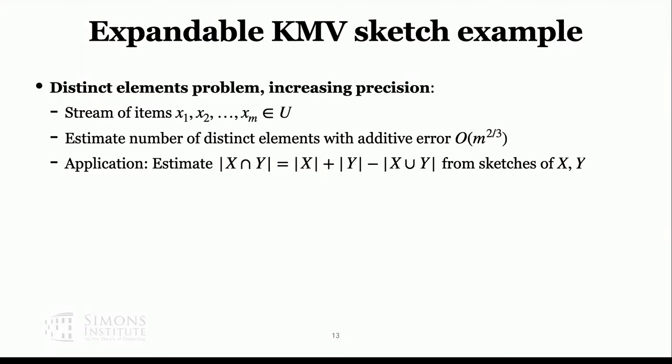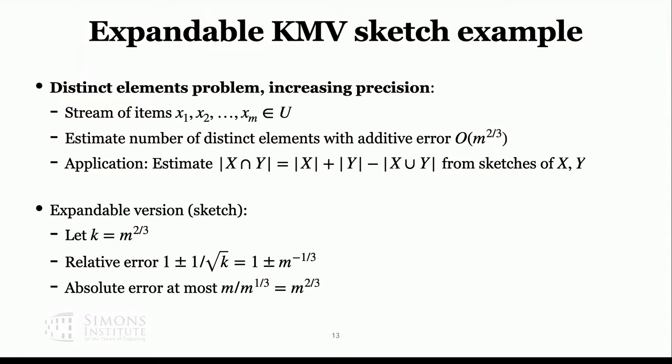Right? So if you have the sketches, you can estimate all of these three quantities. But the issue is that if you have relative error, you might not get any kind of meaningful guarantee if the intersection is small, right? So the smaller the intersection, the better error you want. In particular, if I want to be able to estimate intersection sizes that are around m to the 2/3, I need additive error less than that.